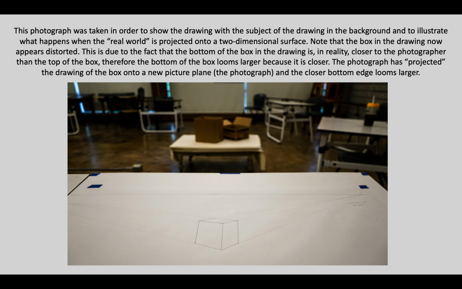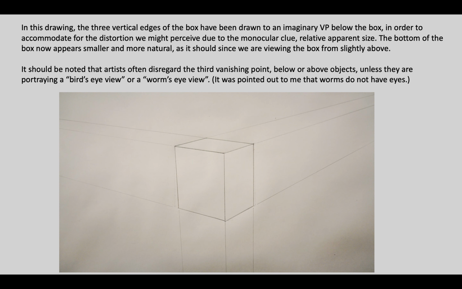Well, it isn't really. When I took the photograph, the drawing is laying flat on the table, so the bottom of the box is closer to me than the top of the box, and so it is larger. So what we have is linear perspective messing with the box that I drew in perspective, making it now appear to be incorrect. Well, that does bring up another point. Since linear perspective messes with the width of the top versus the bottom, let's talk about that third vanishing point.